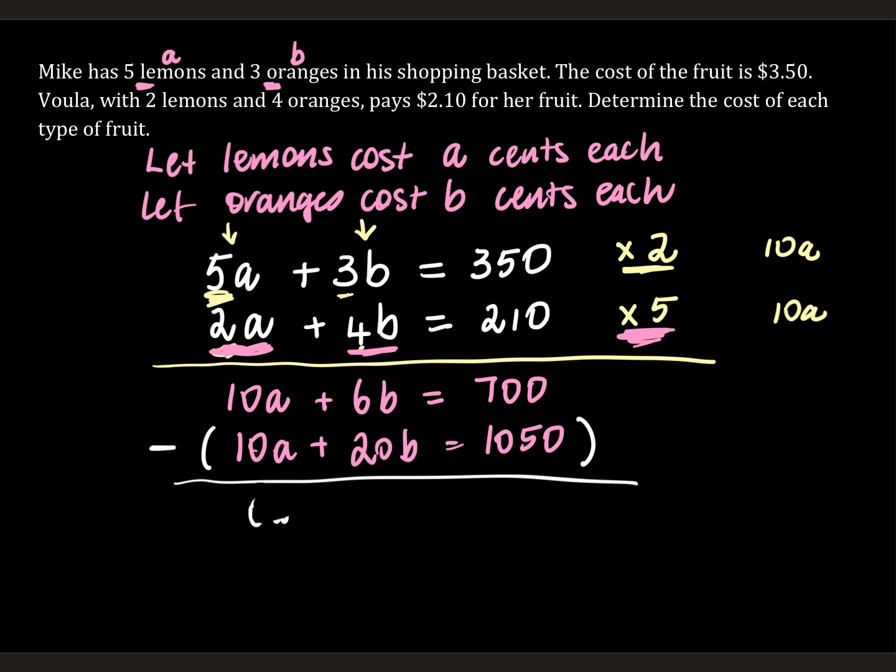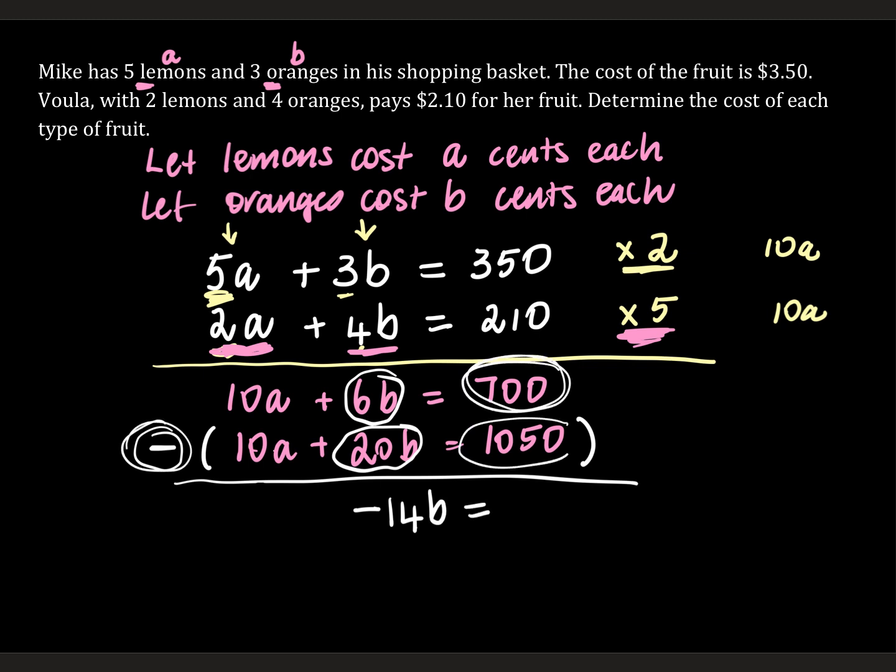Do I even have to write that? No, I don't. Next, I've got 6B, take away 20B. 6 take away 20, use your calculator if you need to. That will give you negative 14B. Next, I've got 700, take away 1050. 700 take away 1050 on my calculator, negative 350. Am I worrying about those negatives? Not at all. Divide by negative 14, divide by negative 14, cancel. B equals negative 350 divided by negative 14 will give me 25.